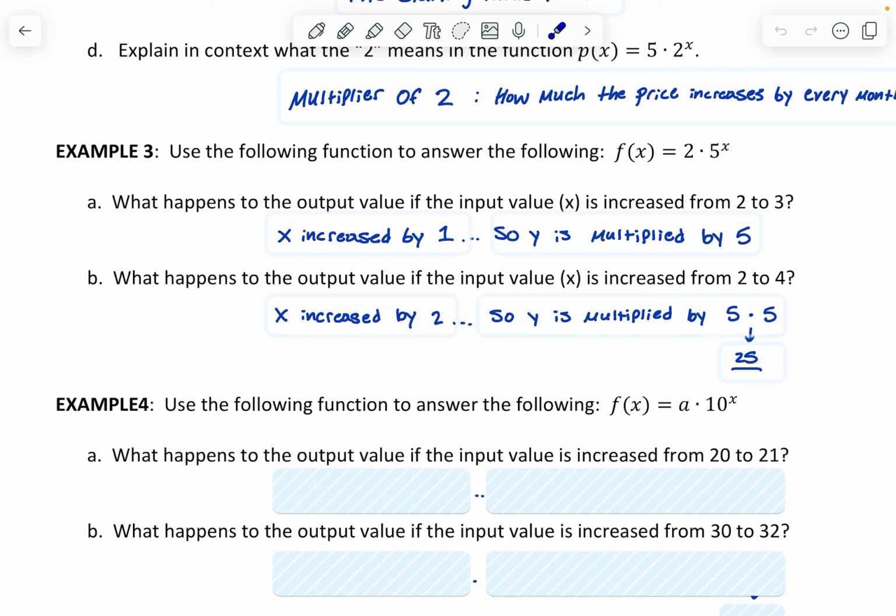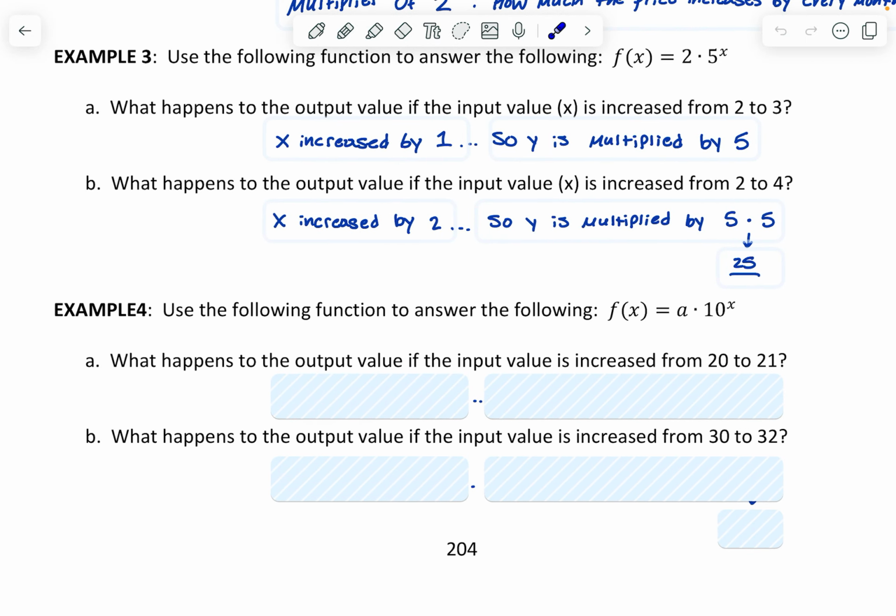So if you're increasing by more, you're not necessarily going to just be increasing by the multiplier, but in this case, it's increasing by the multiplier from 2 to 3, then increasing by the multiplier from 3 to 4. 5 times 5, 25. Let's see it work through in the next one.